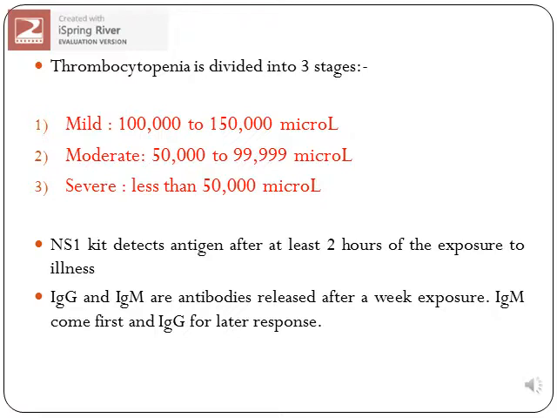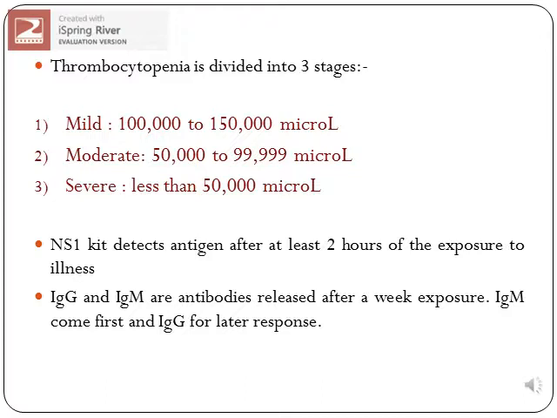The highlighted keyword is thrombocytopenia. Thrombocytopenia is divided into 3 stages. The first one is the mild stage, where the range is between 100,000 to 150,000 per microliter, while the next one is the moderate stage, where the range is between 50,000 to 99,999 per microliter, while the severe stage is less than 50,000 per microliter.